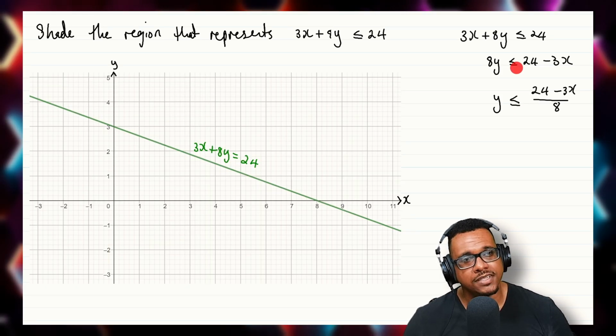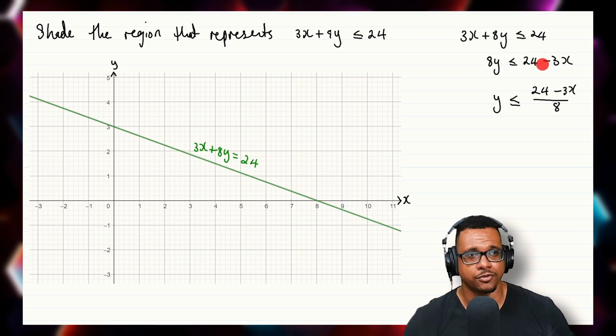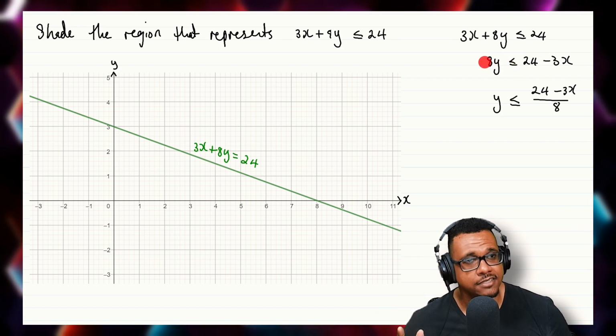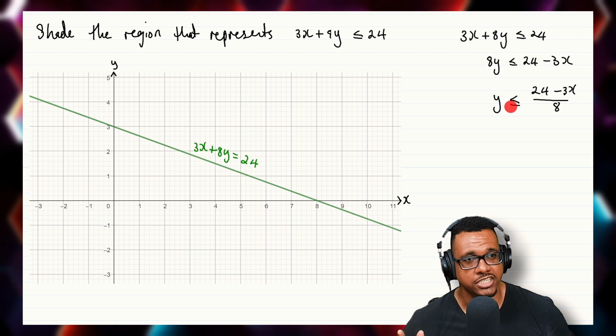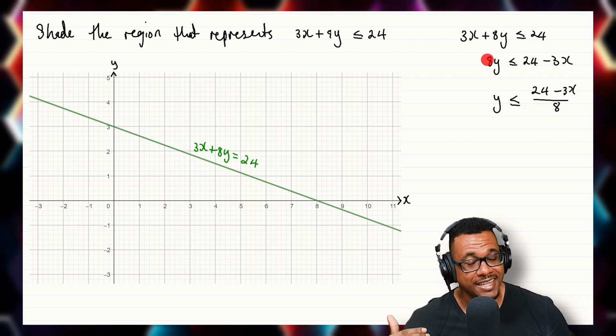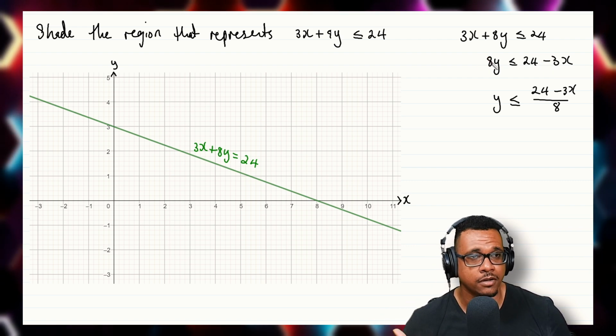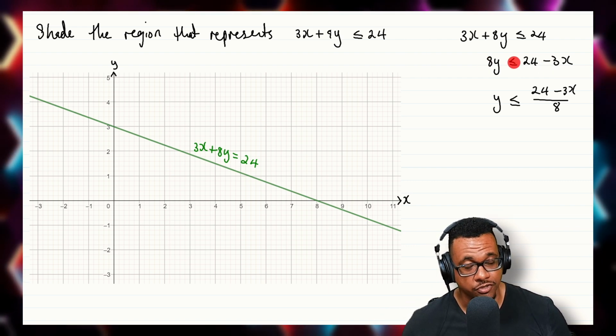Now notice the inequality did not change direction. That's because we had positive 8 going across, whereas in the last one we had negative 8 going across, which caused the change. So anytime you have to divide both sides of the inequality sign by a negative number or multiply both sides of the inequality sign by a negative number, the inequality sign needs to switch around.